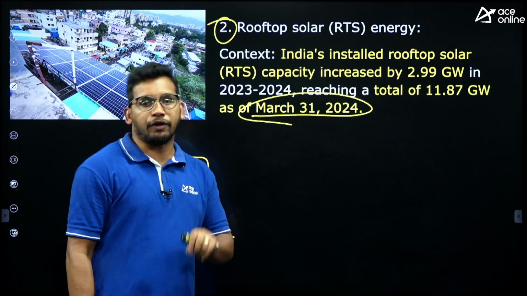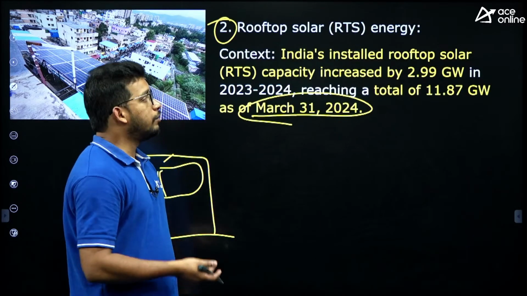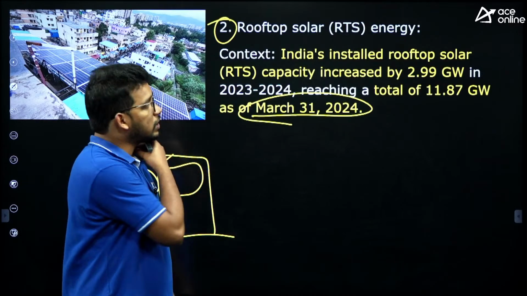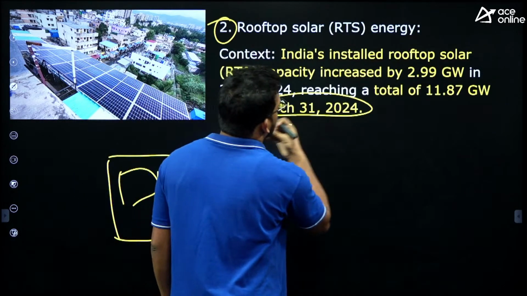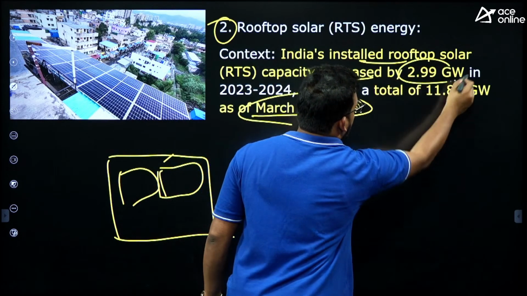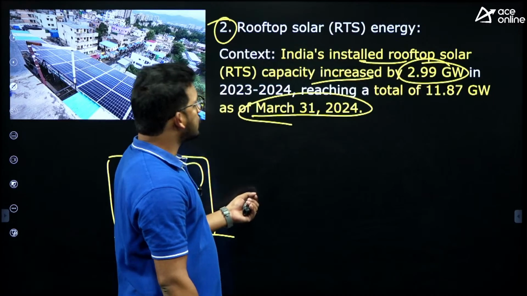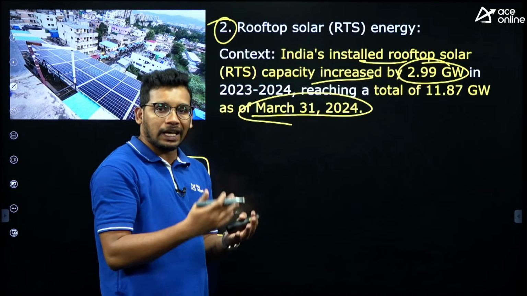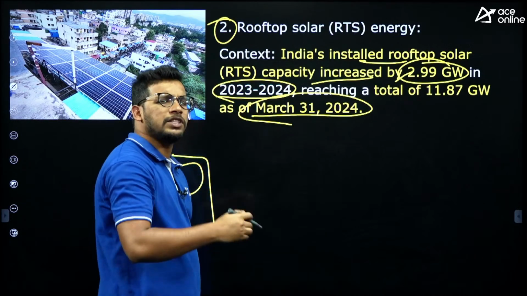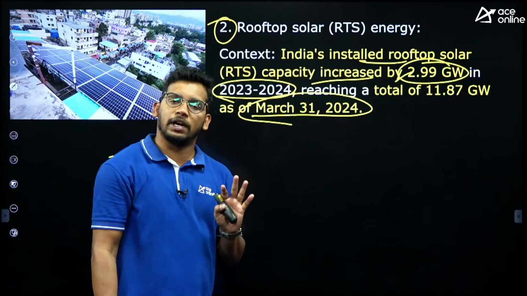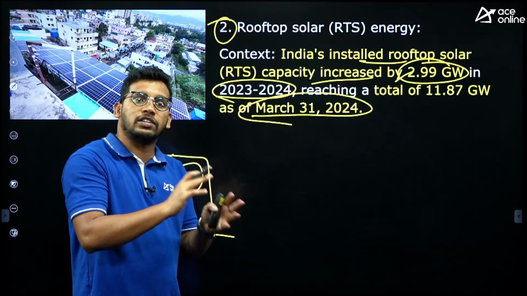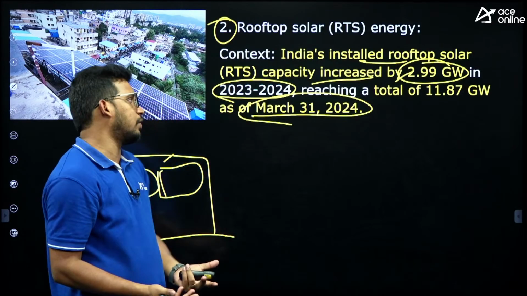Now we have data for it. You need to remember which states are on top, what the amount of rooftop solar energy is, right? All those things are important for us. India's installed rooftop solar capacity increased by 2.99 gigawatts. So in the last 1 year, in 2023-24, we were able to increase by 2.99 gigawatts. That means approximately 3 gigawatts. You can remember it as 3 gigawatts. So this is the rooftop solar energy that we were able to add in the last 1 year, right?